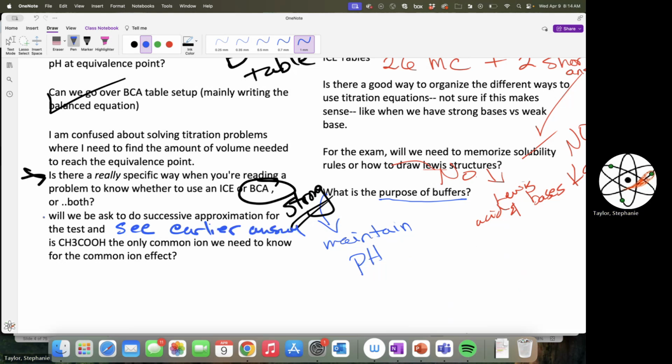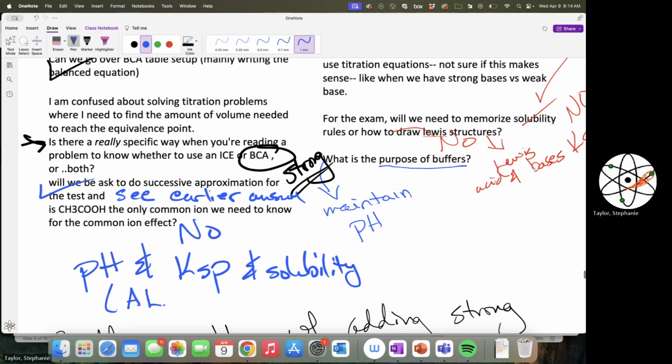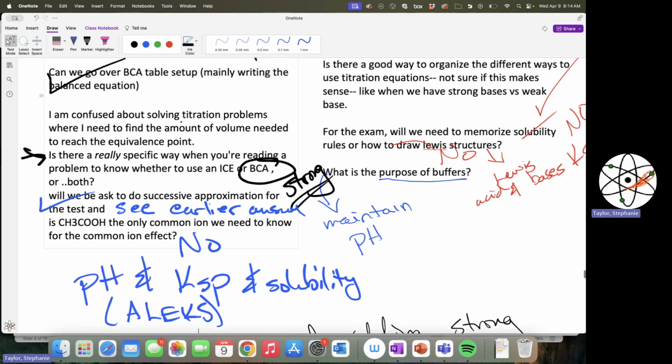Answer. So I did that. Is the acetate ion the only common ion we didn't know for the common ion effect? No. We did, I think, deal a bit on the original video for the exam review. We dealt with pH and KSP with solubility. It was actually an Alex problem. So there is that information, and we did talk about that in the original video.